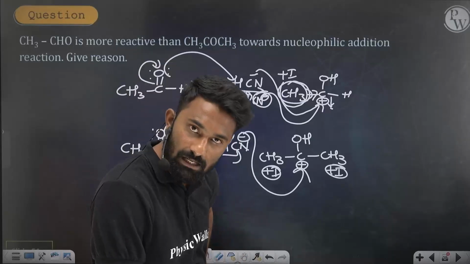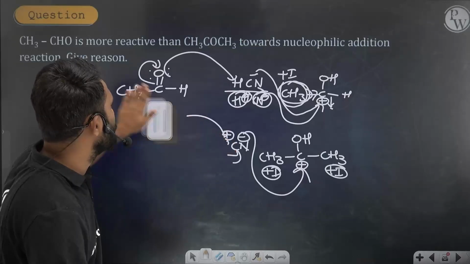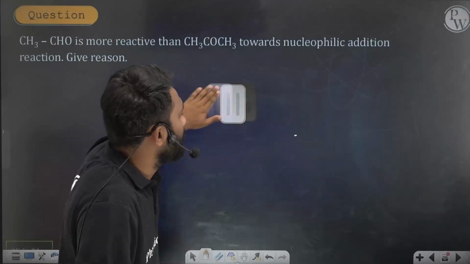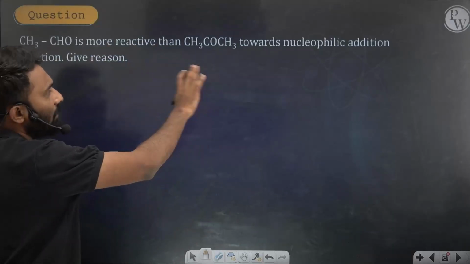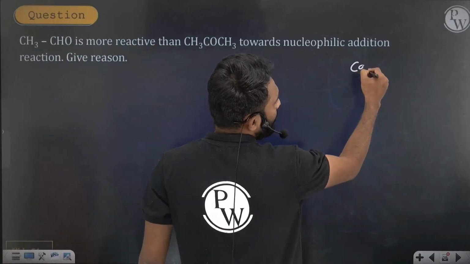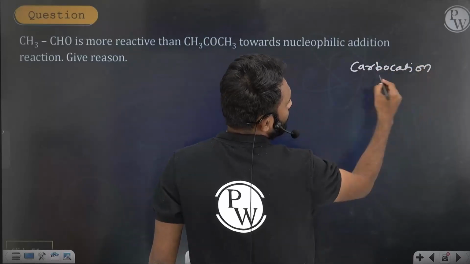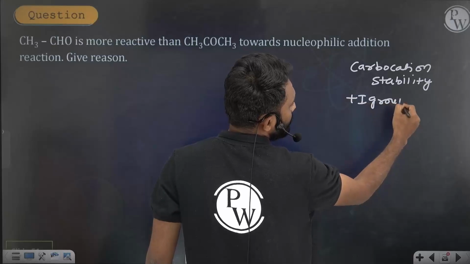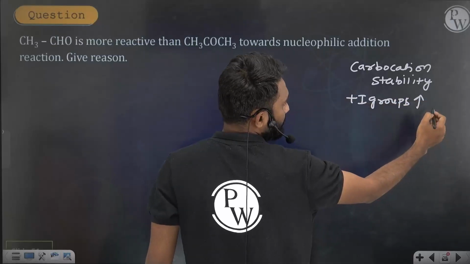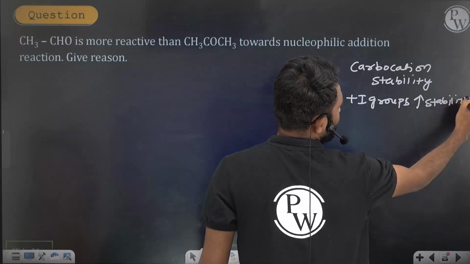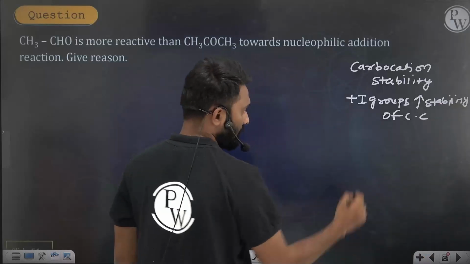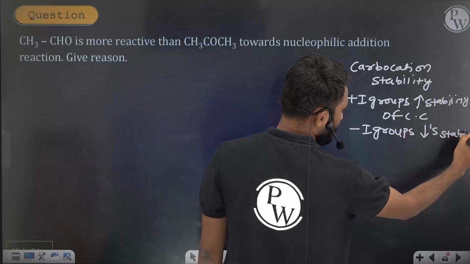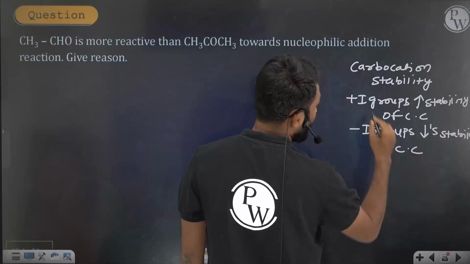First you have to know what is the plus I effect and what is the minus I effect, which groups will stabilize the carbocation, which groups will destabilize the carbocation. Clear? You have to remember that. Now I will explain this concept on the side. See, carbocation stability order: plus I groups increase the stability of carbocation, okay? Minus I groups decrease the stability of carbocation, okay? You have to remember this.